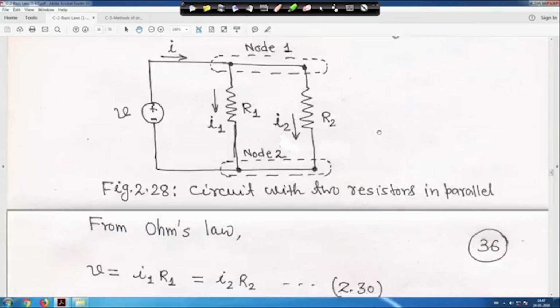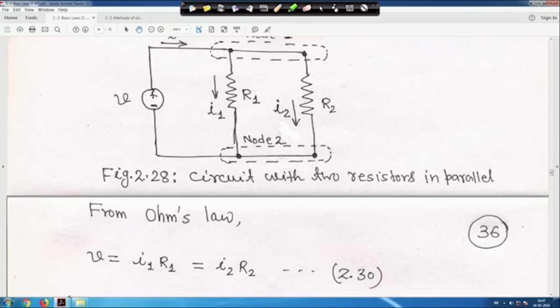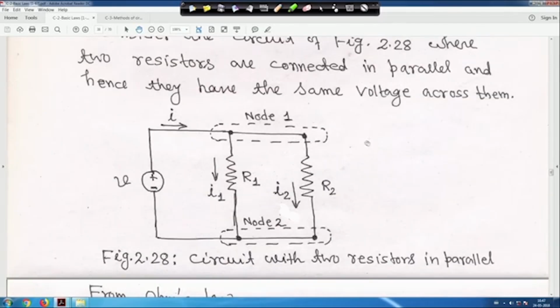Now, from Ohm's law you will get the same thing. This is a parallel circuit, so the voltage across this, as I just showed with the equivalent circuit, the same voltage will be impressed across this. So, V will be equal to I1 R1, similarly equal to I2 R2, because there is no other electrical element here and here. This voltage V will be impressed across these 2 nodes, right. So, V is equal to I1 R1 and V is also equal to I2 R2. There should not be any confusion.